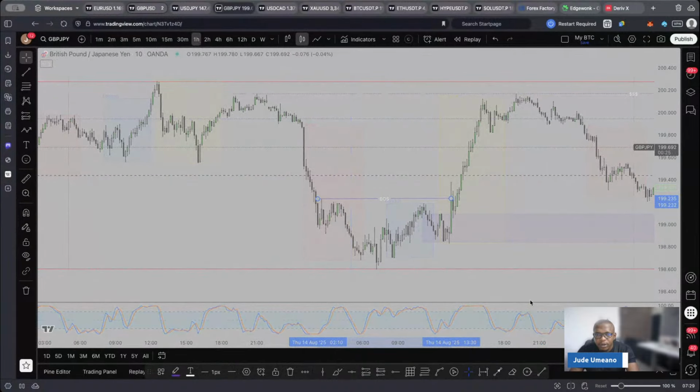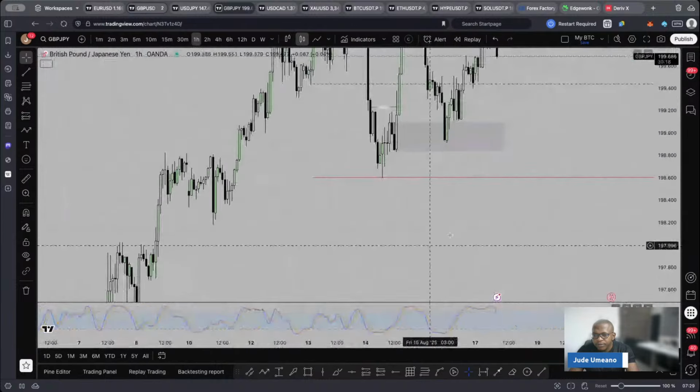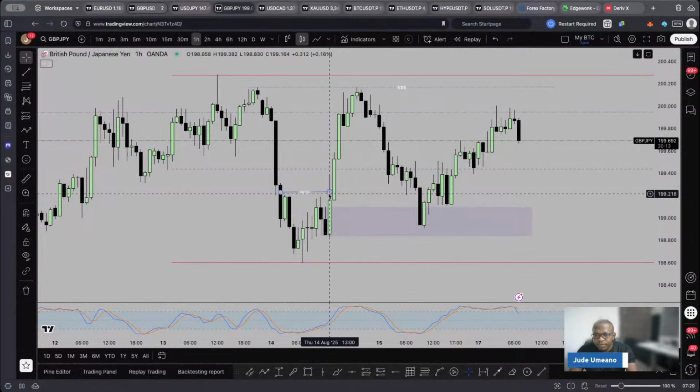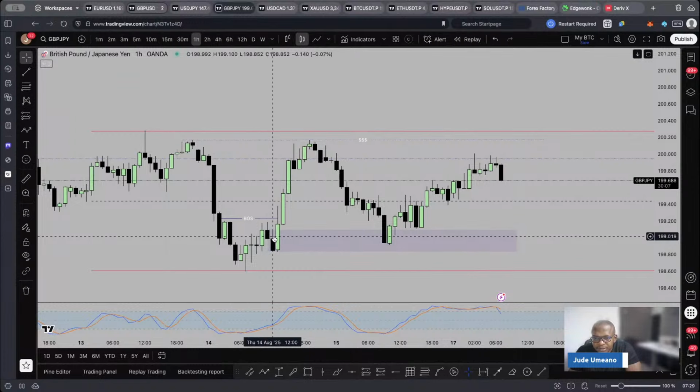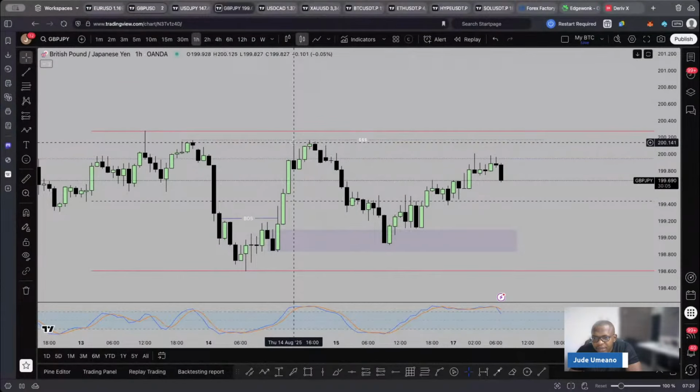I'm just going to go back to the 1 hour, which is where we were for our swing trade. So yes, here we have a break of structure. We saw it clearly on the lower time frame. So this made the demand zone hold, and the target is here at this top.